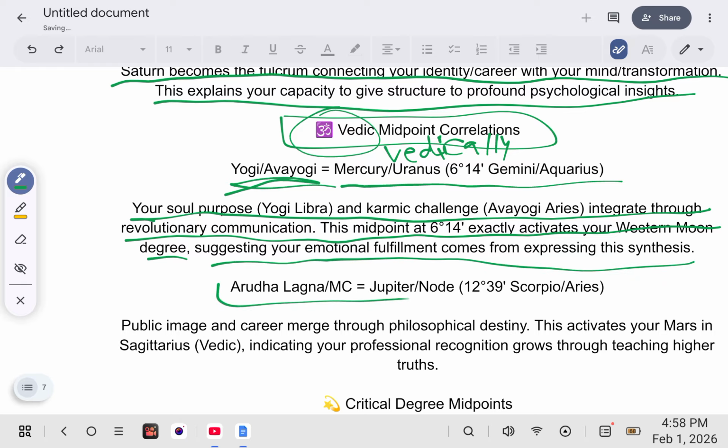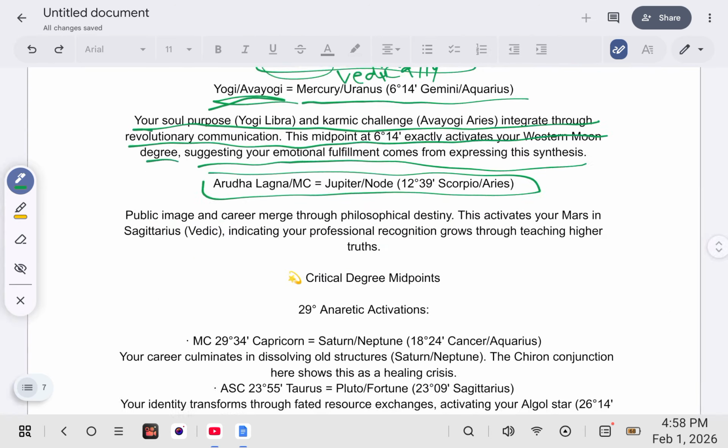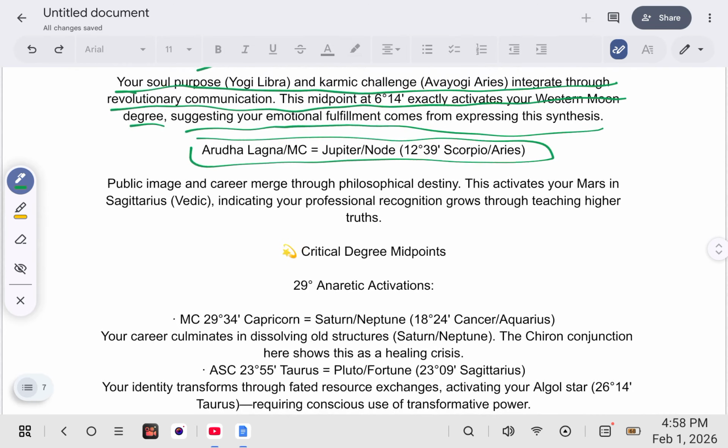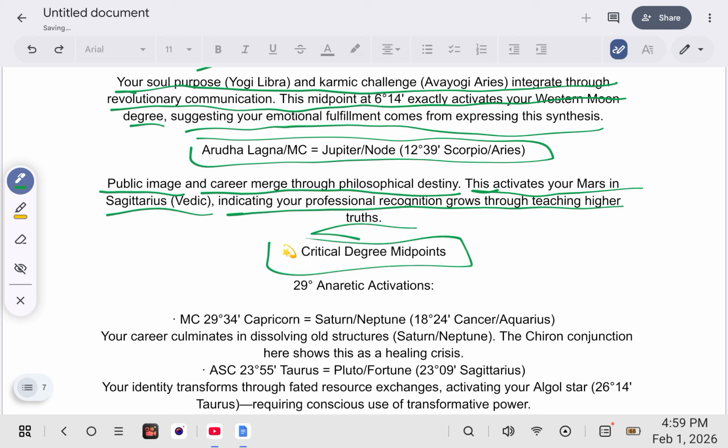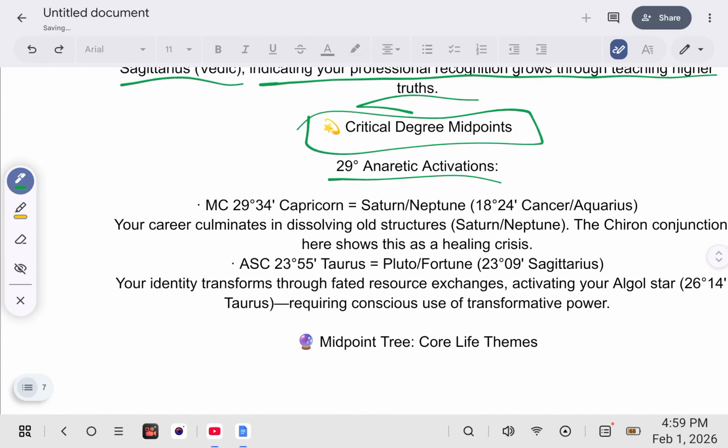I have a Arudha Lagna in my midheaven, equaling Jupiter-node at 12°39', Scorpio and Aries. Public image and career merge through philosophical destiny. This activates my Mars in Sagittarius Vedic, indicating my professional recognition grows through teaching higher truths. Here's the critical degree midpoints: 29 degree anaretic activations.